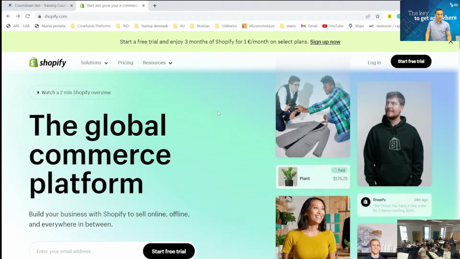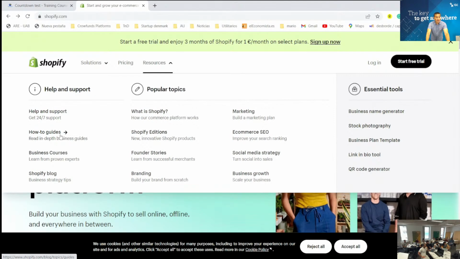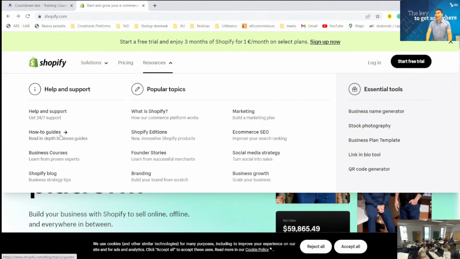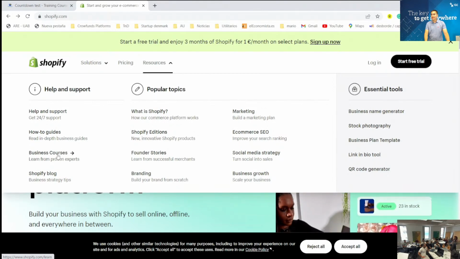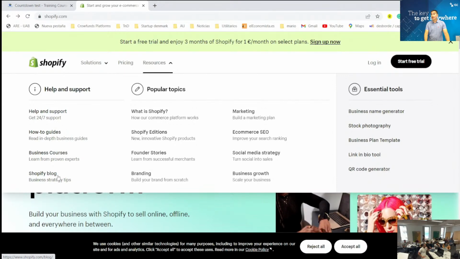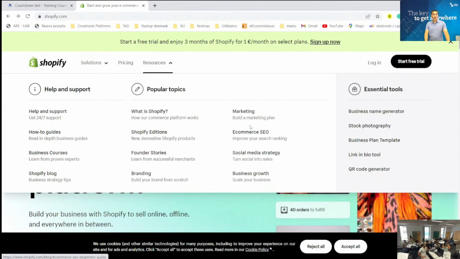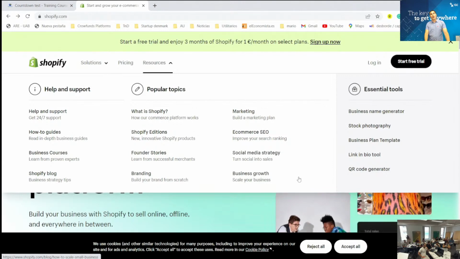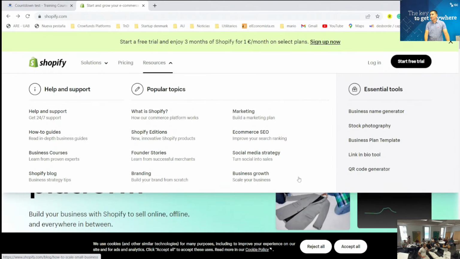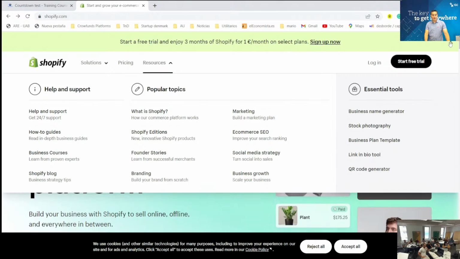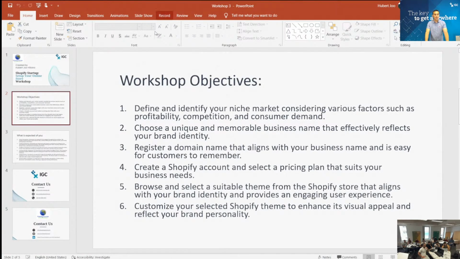But what is important as well is that they offer many resources. They offer help and support. They offer guides. Yes, so if you don't know what to do, you can follow Shopify guides. They have business courses. They have a Shopify blog where you can search themes if you don't know how to work on something. Then you have the founder stories. You have e-commerce SEO. So they offer you all the resources to start learning how to manage your own online store.